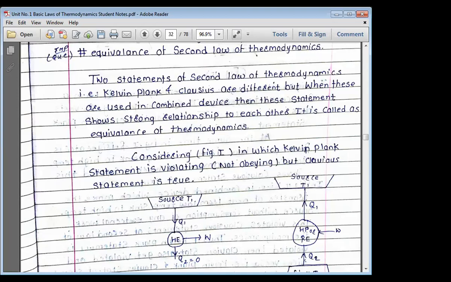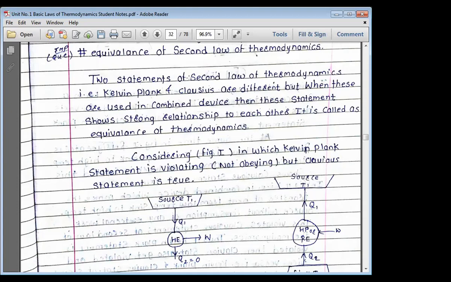तर ते दोन्ही स्टेटमेंट एकमेकाबद्दल एवढे अफिनिटी दाखवतात, स्ट्रॉंग रिलेशन दाखवतात, एका कॉम्बिनेशन मध्ये, त्यालाच इक्विव्हॅलन्स ऑफ सेकंड लॉ ऑफ थर्मोडायनामिक्स म्हणतात. Everybody getting? So both statements are different, but when they are used in a common device, then they will show a strong relationship with each other, affinity towards each other, and it is called equivalence of second law of thermodynamics.